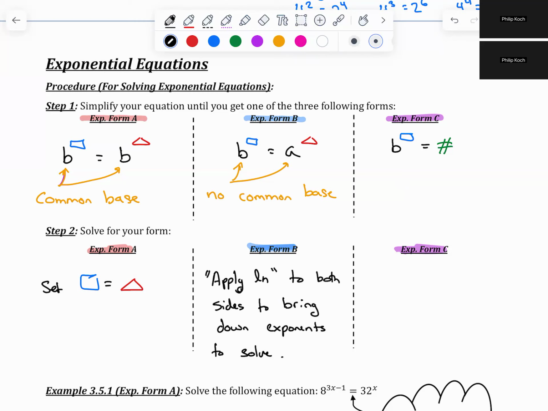And the same thing is true for exponential form C. You're going to apply log base B, quote unquote, to cancel the base. Apply log base B to both sides to cancel out the base.